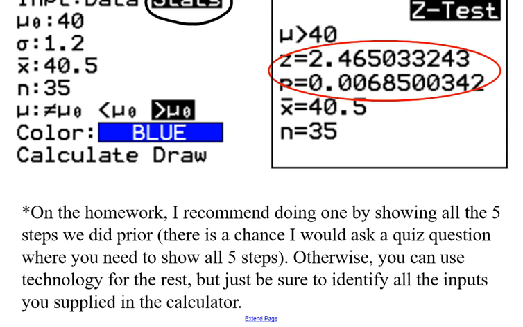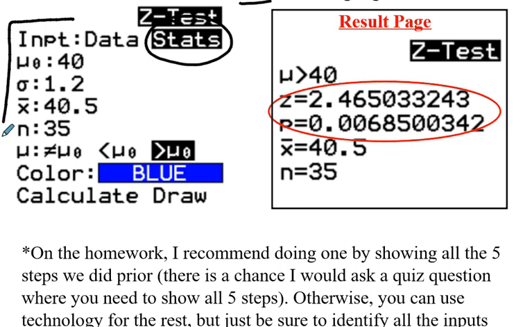On the homework, though, I recommend doing one by showing all the 5 steps that we did in the note packet. There could be a chance I would ask a quiz question where you need to show all 5 steps. Otherwise, you can use technology, the calculator, for the rest, but just be sure to identify all the inputs you supplied in the calculator. Essentially, you need to write down this information right here.